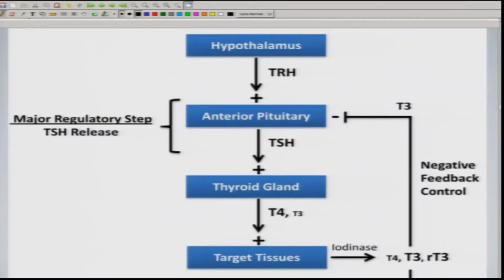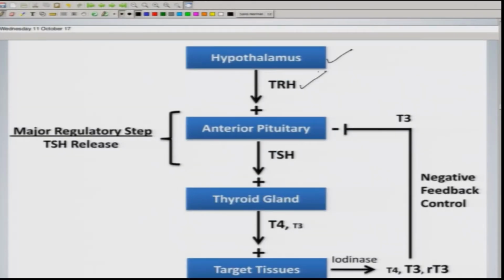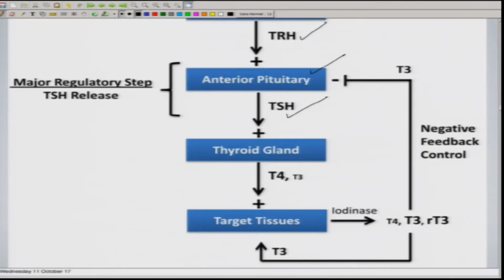So, thyroid control: the hypothalamus secretes thyroid releasing hormone, which activates the anterior pituitary, which secretes thyroid stimulating hormone, that tells the thyroid gland to secrete T4 and T3. In the target tissue, the iodinase enzyme removes the iodine and converts T4 to T3, and that T3 is the one acting on the target tissue. And there are negative feedback loops: when there is an excess of T3, the T3 negative feedback loop tells the anterior pituitary not to secrete any further TSH.